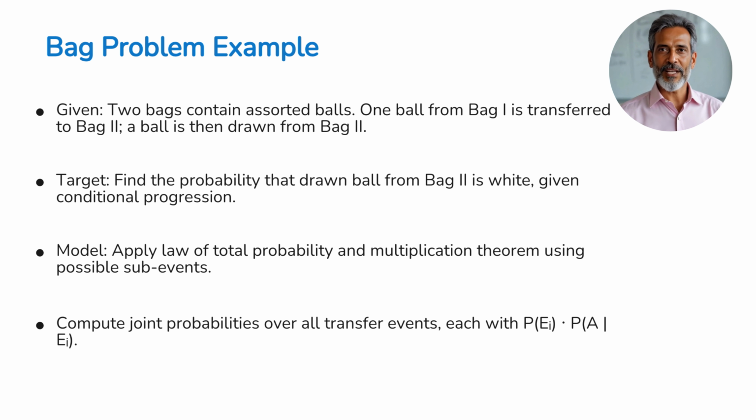To solve this, we apply the law of total probability combined with the multiplication theorem. We consider all possible events, each ball that could have been transferred from bag 1, with their probabilities P of E sub I. For each, we multiply by the conditional probability P of drawing a white ball given that transfer, P of A given E sub I. By adding these products over all possible balls transferred, we get the total probability of drawing a white ball from bag 2. Visualize this with a tree diagram. Branches showing each ball transfer option, and subsequent branches for white or non-white draws. This systematic breakdown captures dependency beautifully.